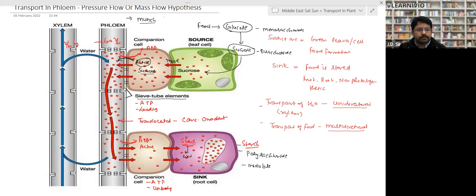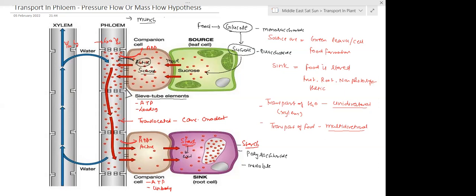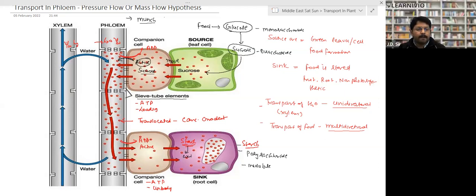Next point. Companion cell sends food to the sieve tube element by active process. Full stop.